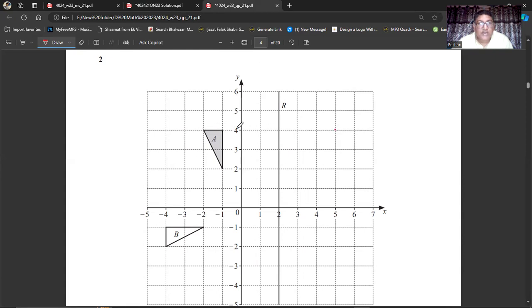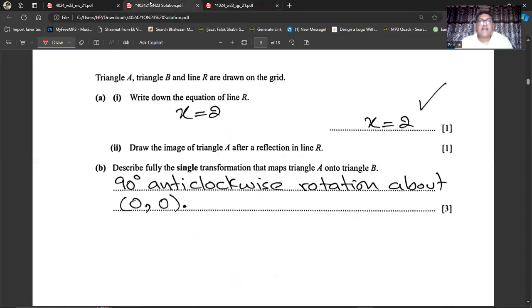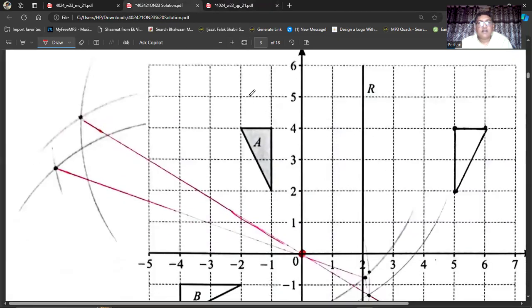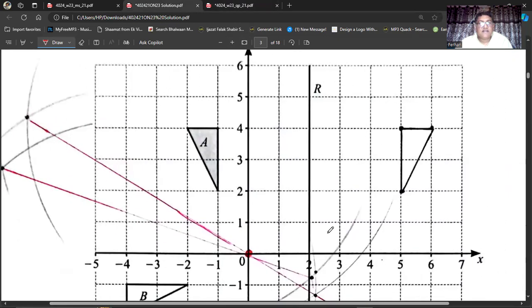This vertex is 1, 2, 3, 4. So 1, 2, 3, and 4. This vertex is 1, 2, 3. So 1, 2, 3. Then I will join these 3 points and I will get the image of the A under the reflection in the line R. So let me show you. I have done that. So I hope you can see that. So its reflection will be this triangle. So whenever you reflect, you are supposed to move perpendicular to the line of the reflection.